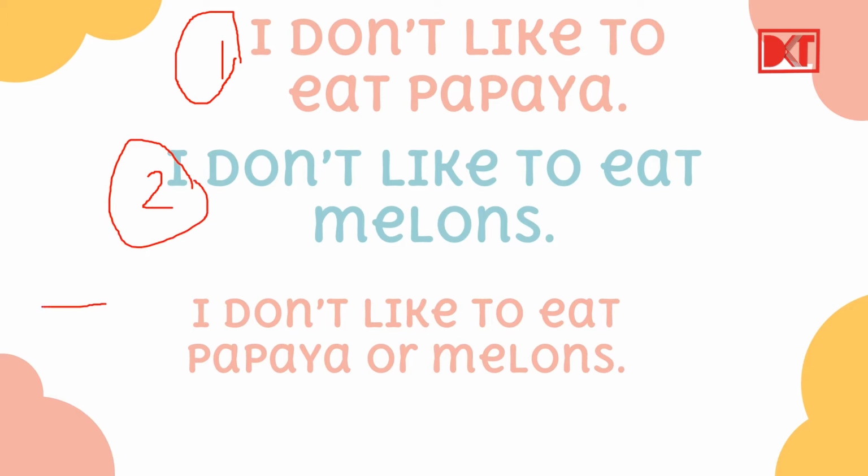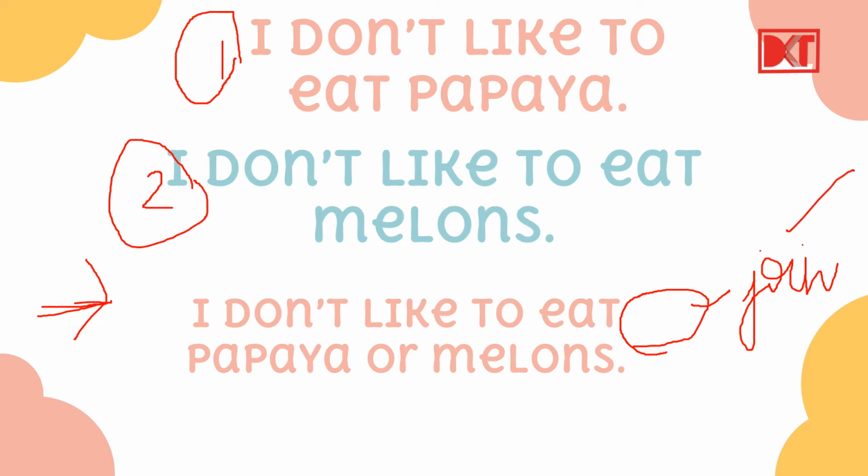अब इन्हीं को हमने एक नए सेंटेंस में कैसे जोड़ा? I don't like to eat papaya or melons. कि ना तो मुझे पपाया पसंद, मुझे पपाया melons कुछ भी नहीं पसंद. So what did the word or do here? It joined both of these sentences. Join कर दिया एक तो, ठीक है, join कर दिया और meaning भी provide कर दिया. Meaningful sentence बना ना ये. I don't like to eat papaya or melons. Right?